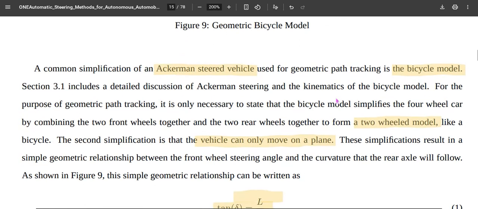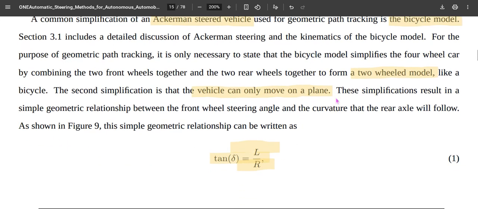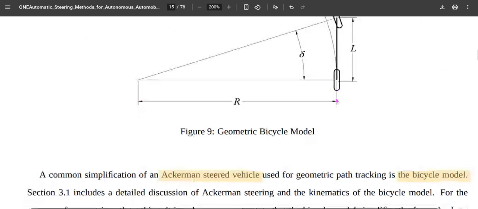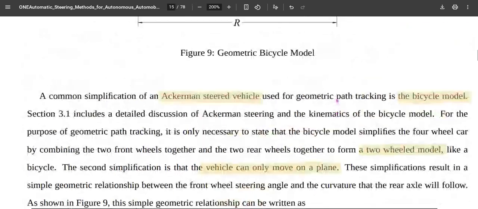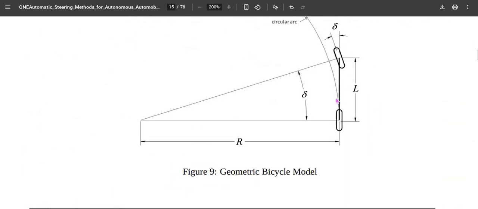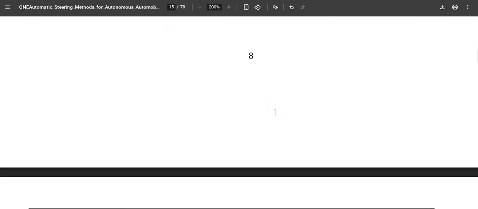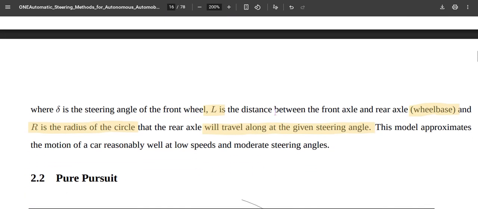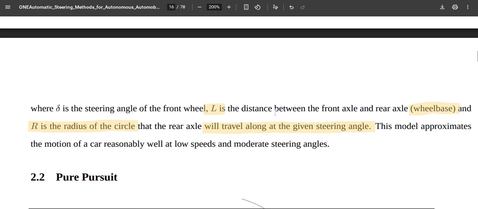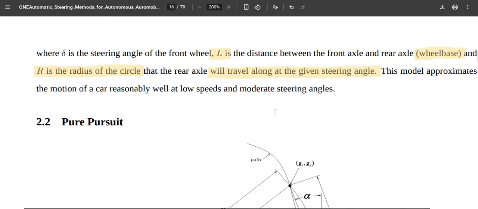So we utilize a bicycle model. Bicycle model is nothing but a four-wheel model as a two-wheel model, and that can only move on a plane. So based on this geometrical relationship, how much it has to be steered to maneuver along this circular path is defined by this relationship: tan delta is equal to L by R. And L, as already mentioned, is the wheelbase, and R is the radius of the circle.